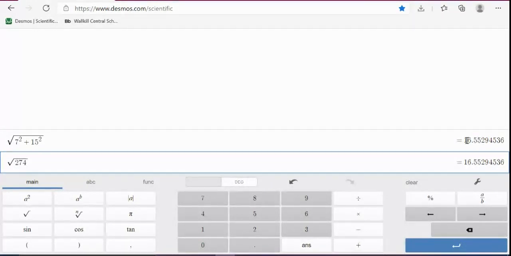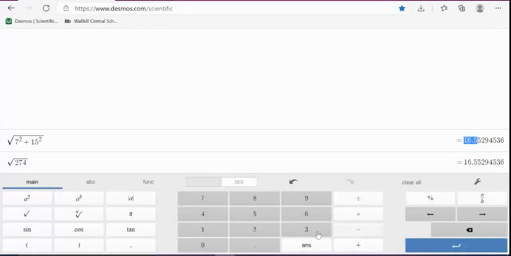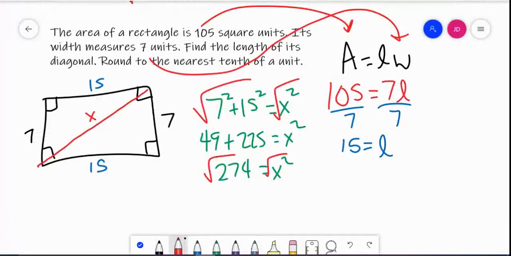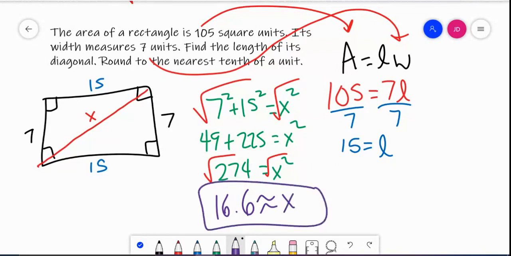All right, so 16.6, right? If you look after the 5, it's a 5, so it bumps it up to a 6. So be careful when you round. So that is going to be the length of my diagonal, right? So this is going to be about 16.6, right, so we just had to do a couple manipulations beforehand.